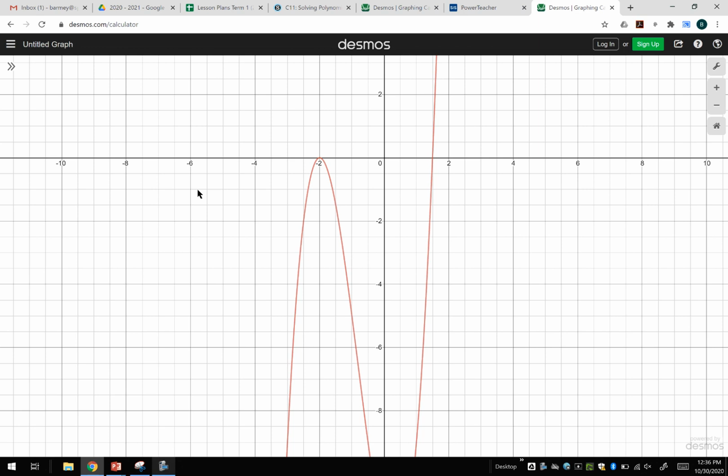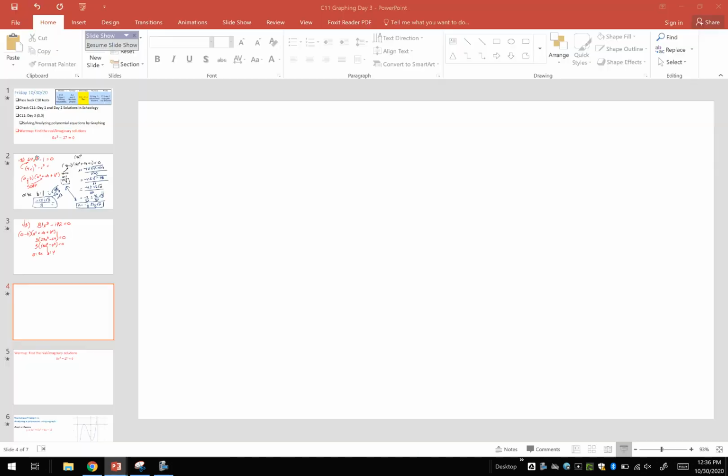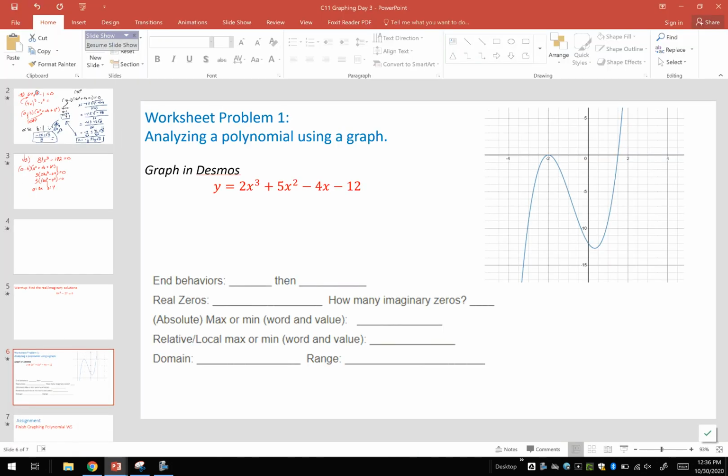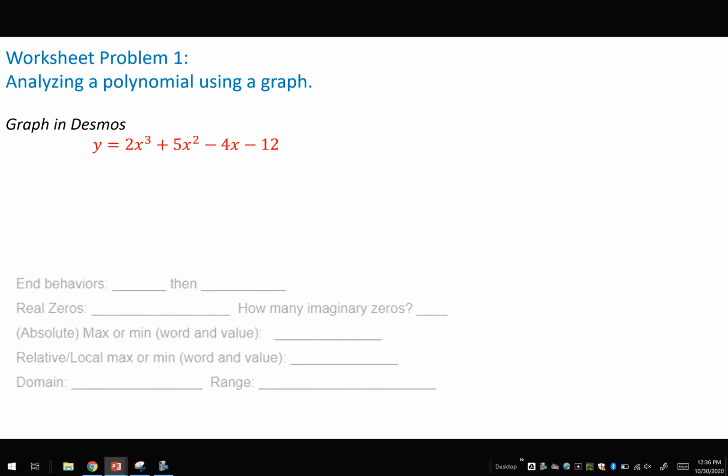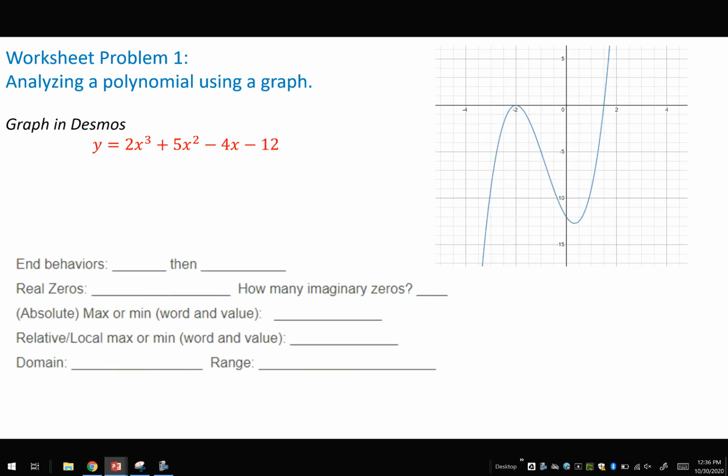And then letter B says, what are the end behaviors? Okay, so on ours, I want us to identify end behavior. We're going down and up. So end behavior reading left to right, it's down, up.